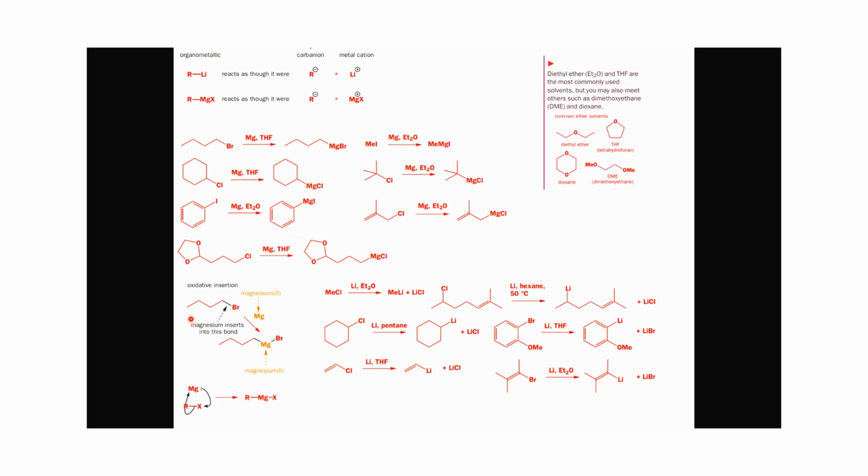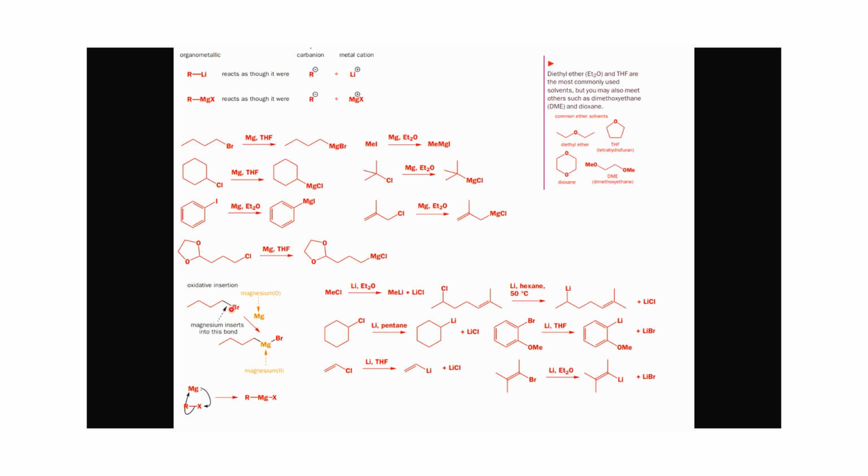Now, what is the mechanism happening when we are making an organometallic reagent? Here, it's just an insertion. This is our carbon halogen bond. So it's just an insertion of magnesium into the carbon halogen bond.